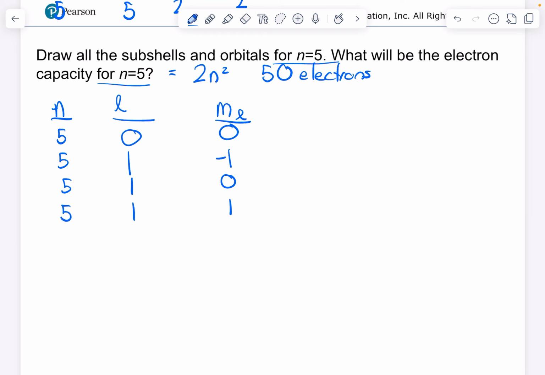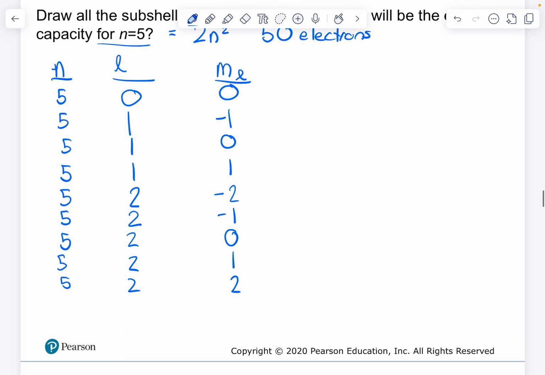Okay. Then the next L value would be 2. Oh, this is going to be so long, I just realized. The M sub L values with L equals 2 are going to be -2, -1, 0, 1, 2. Okay, so each of those is going to have an L of 2 and an N of 5. Try to squeeze a little bit more, and then we'll go to a second chart here.